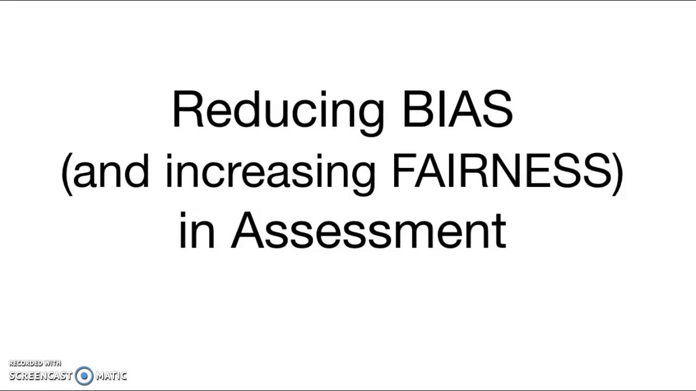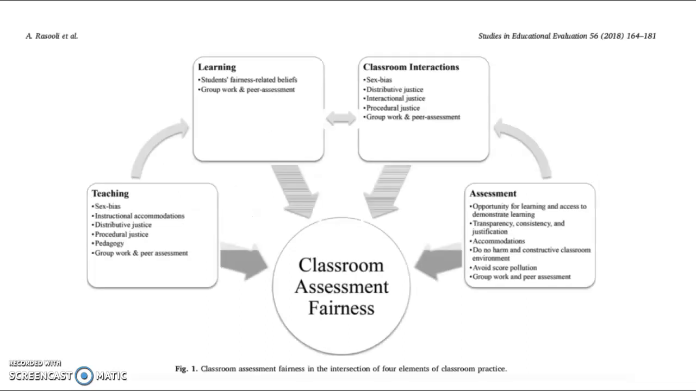Okay, now let's look at ways that we as educators can work to reduce bias and increase fairness in our assessment practices. Current research in education dealing with bias is actually tied to this classroom assessment fairness. And when we think about classroom assessment fairness, there are at least 4 components that pop up right now in the most current research, and these are teaching elements, learning elements, classroom interactions, and assessment.